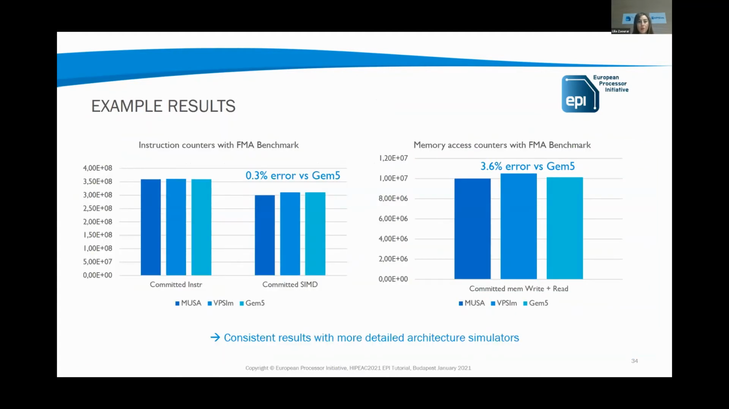Here is an example of instruction counters with FMI benchmark and memory access counters with the same benchmark. We notice that we have 0.3% error compared to GEM5 and 3.6% error for memory access counters, which are quite good results regarding the architectural details that are simulated here.